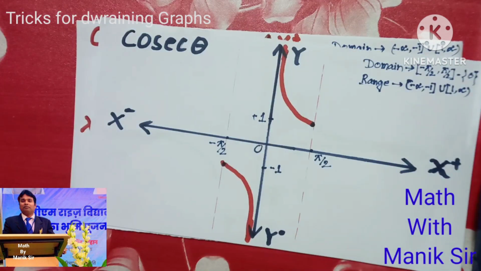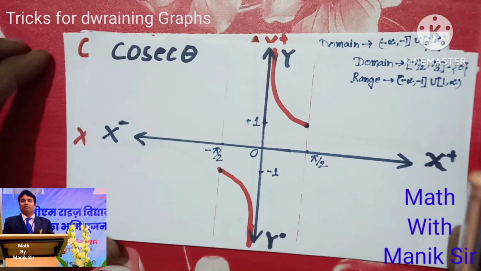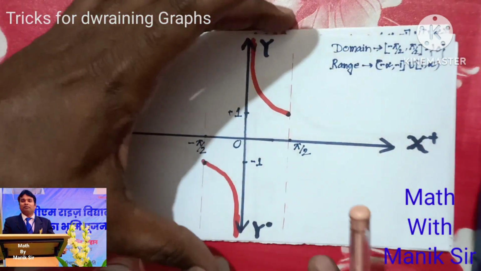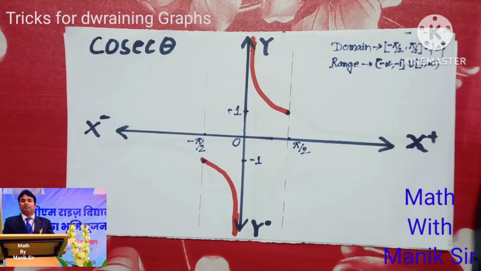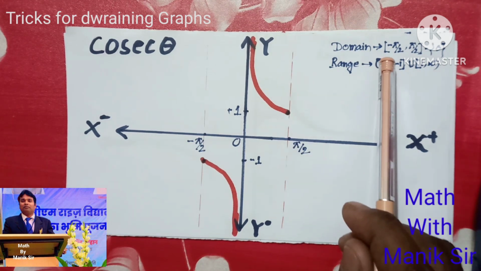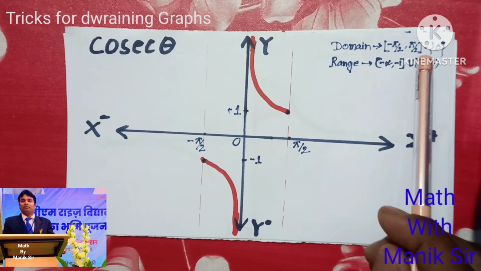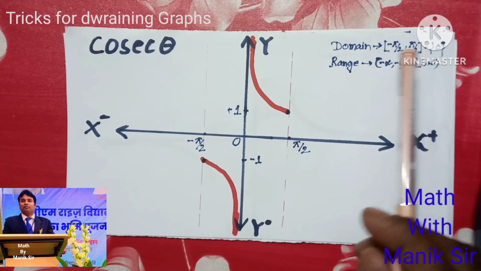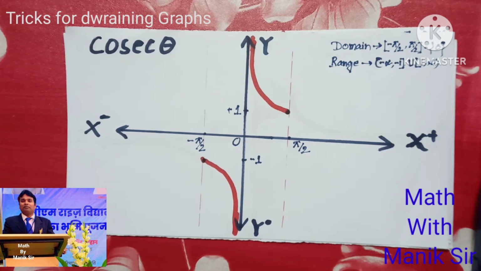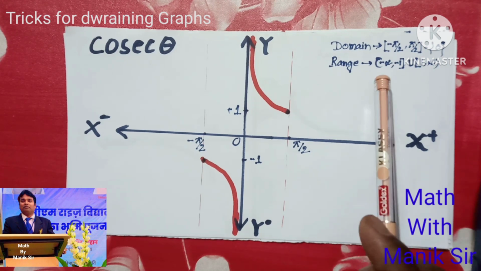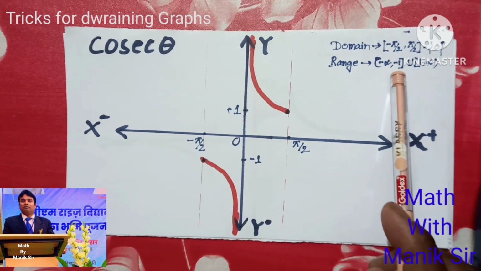Now the next trigonometry function is cosec theta. As you know, cosec theta is 1 by sin theta. So the domain will be minus pi by 2 to plus pi by 2 excluding 0, because at sin 0 cosec theta is not defined or undefined. And the range is minus infinity to minus 1 union 1 to infinity.